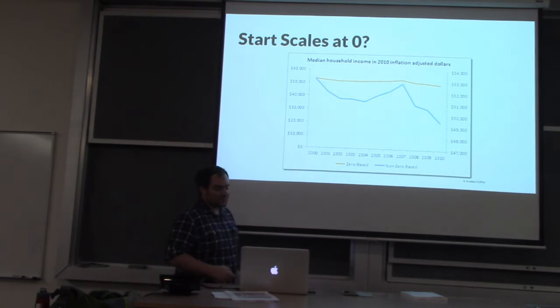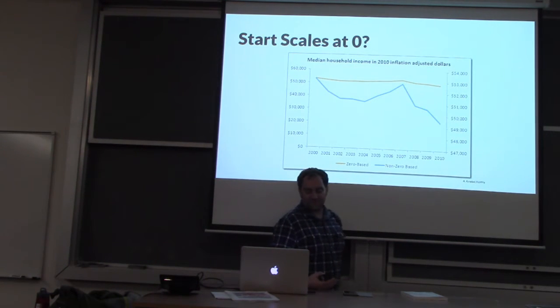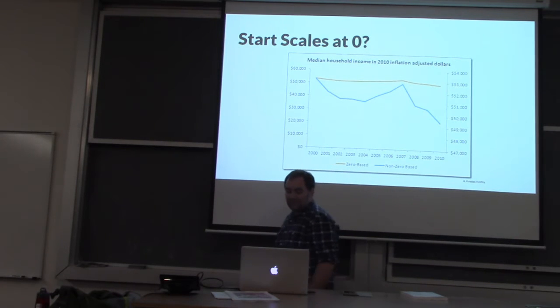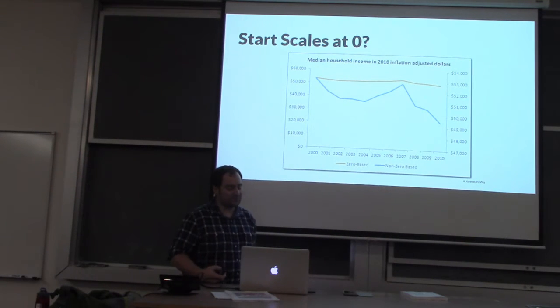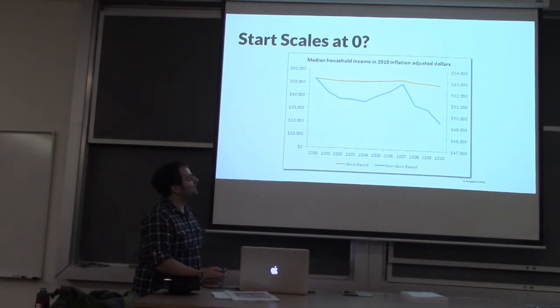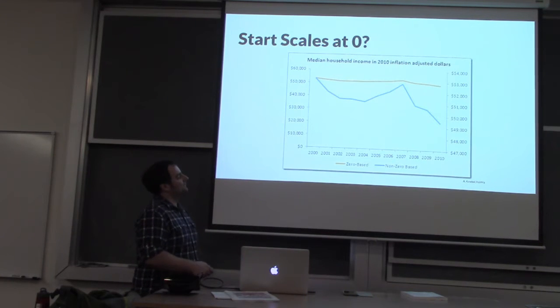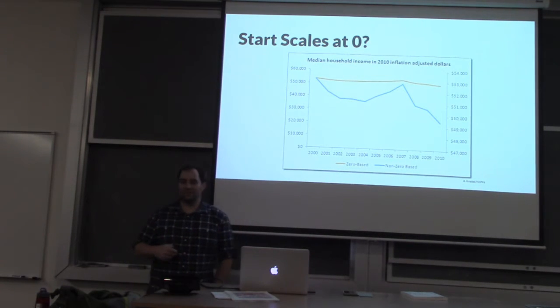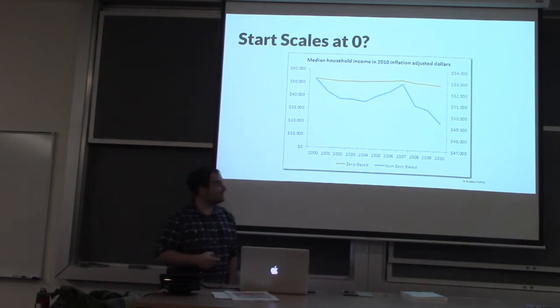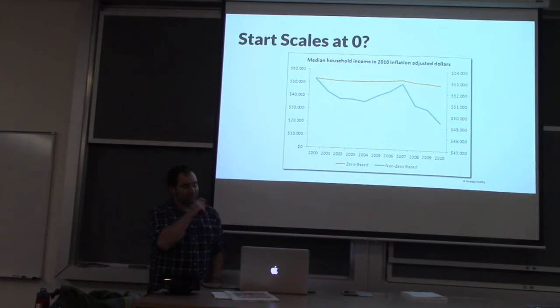Then one question is, should you always start your scales at 0? So for example, if you see a chart like median household income in 2010, inflation adjusted dollars, if you show it not zero based here in blue, then it looks like a lot has changed, right? It looks like we see the ups and downs quite a bit. But if you use a zero baseline, you can see that these relative changes are pretty small.